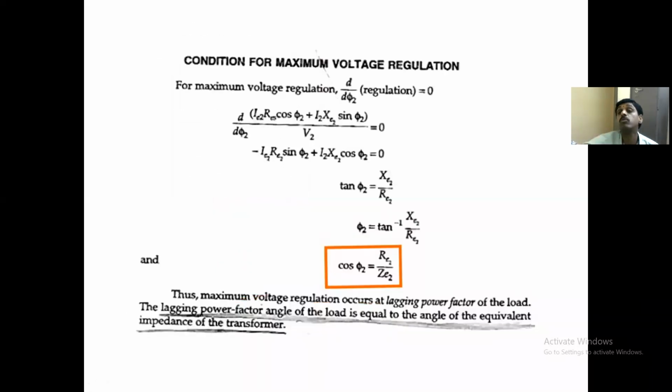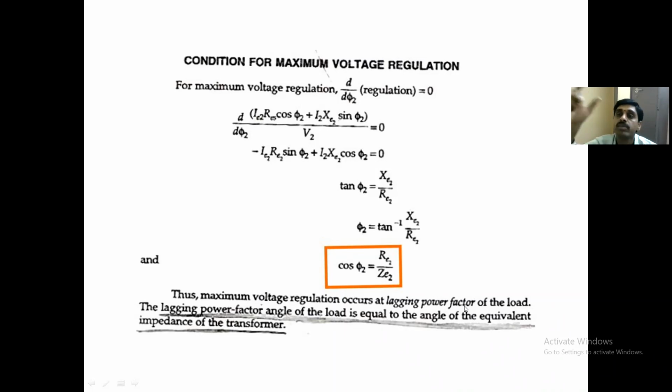So what is the maximum voltage regulation? The condition for maximum voltage regulation: you simply differentiate the regulation with respect to phi2 and equate it to 0. If you differentiate the numerator, cos phi2 becomes minus sin phi2, and sin phi2 becomes cos phi2, and on equating you will get cos phi2 equal to R02 by Z02. This is the condition for maximum voltage regulation. So maximum voltage regulation occurs at a lagging power factor.